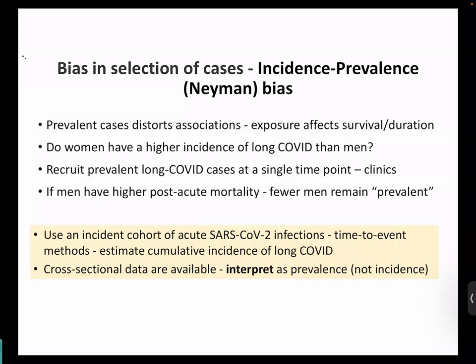And when you recruit incident cases, it means you recruit a cohort of COVID infections, acute infections, and you follow them up. So you do a cohort study instead of a case control study, or you do a nested case control study. If you're doing a cohort study, you should use time to event methods, and you should calculate cumulative incidence of long COVID, because the men and women are going to contribute different periods of time in your study. Are you getting me here?